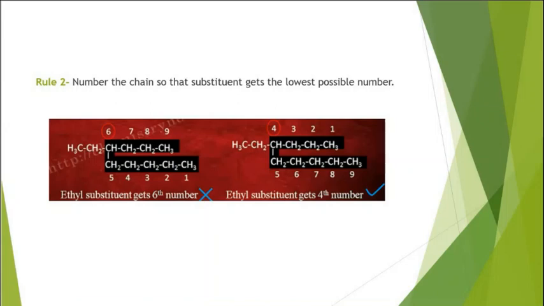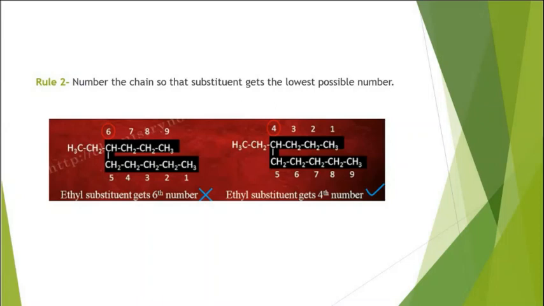Once you have understood these two rules, you can name the compound very easily. Do remember, as per IUPAC rules, the name of the alkyl group and the parent hydrocarbon are to be written in continuation, and a hyphen is used between the number and the alkyl group.